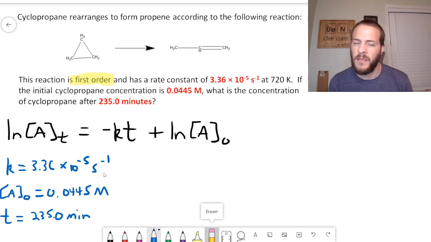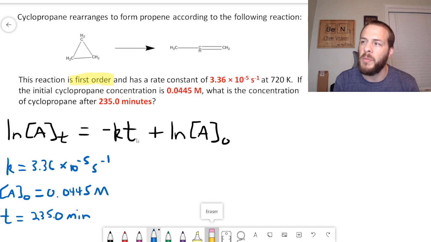Now, one thing that is immediately jumping out to me is that our time is given in minutes, but our rate constant is given in inverse seconds. And if you see here, the rate constant is multiplied by the time. So in order for the units to cancel properly, we need to convert our time in minutes to a unit that is compatible with our rate constant, which is seconds. So we have 235 minutes. We need to convert that to seconds.